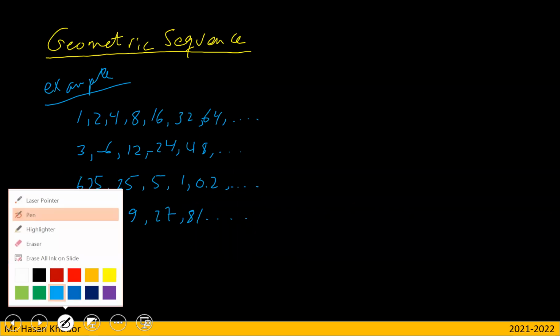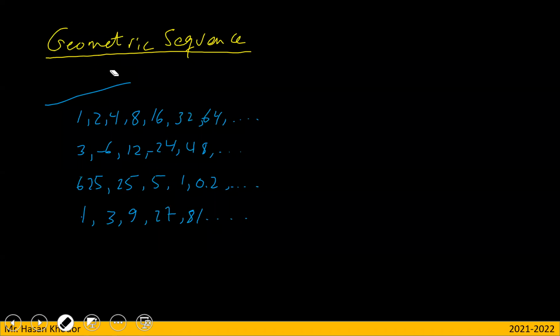These kinds of sequences are called geometric sequences. Why? What can you notice about this? There is no common difference; the difference is increasing. In the first one, we multiply by 2. Excellent. In the second one, we multiply by minus 2.